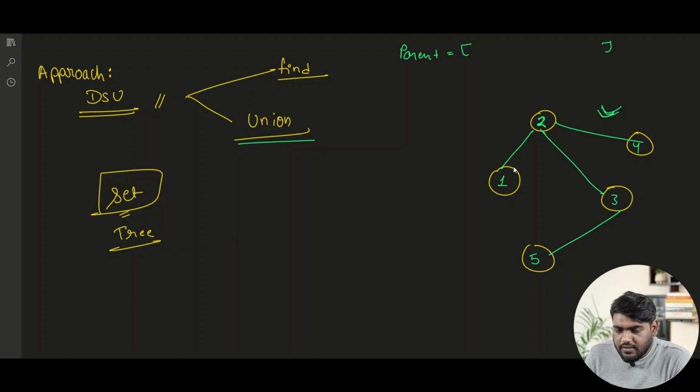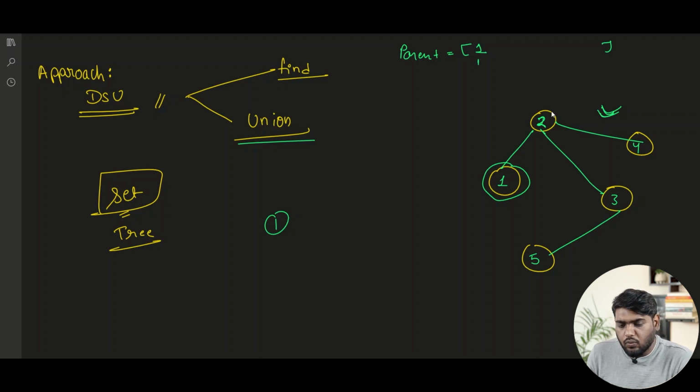Let's say we are starting with 1. If I give you this node 1 and I ask you what is a parent of 1, obviously you would say that 1 itself is the parent because we are not associating any node with it, right? So we can say 1 is the parent, right? Initially, if we see it like this, at the 1st index, what will be the value? 1. That means 1 is a parent of 1.